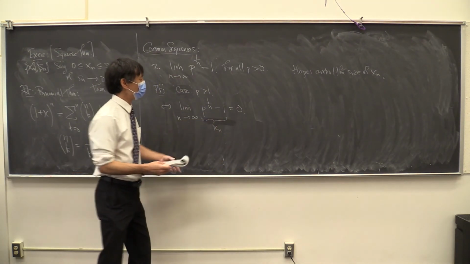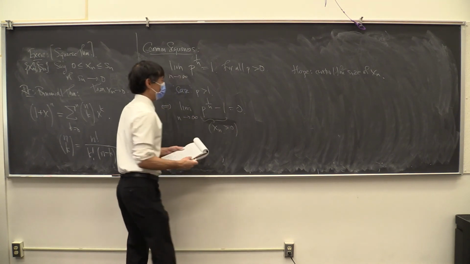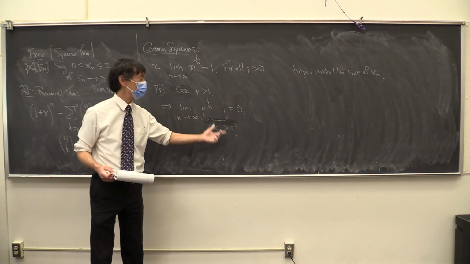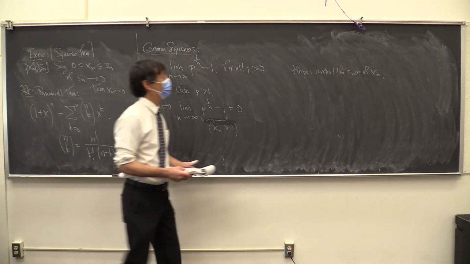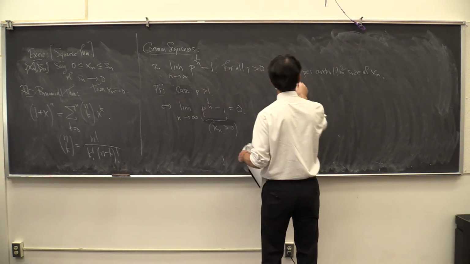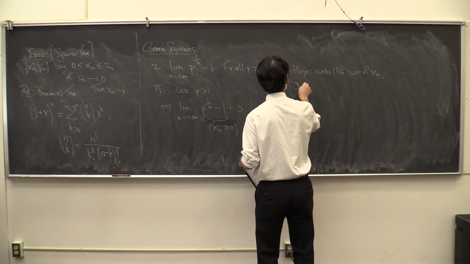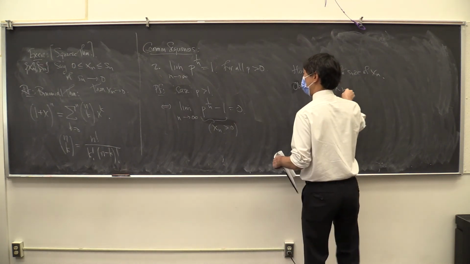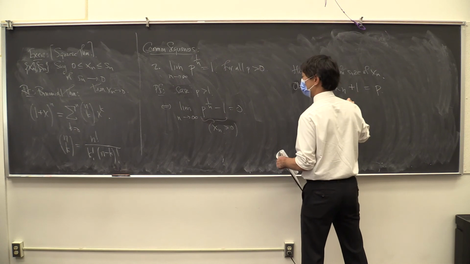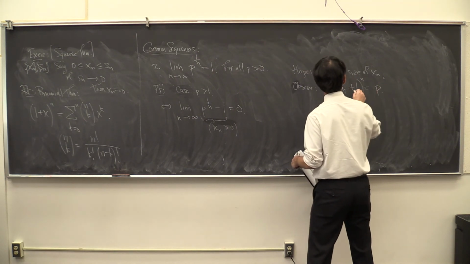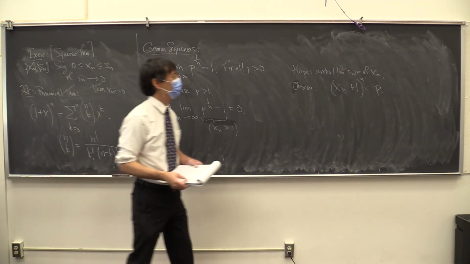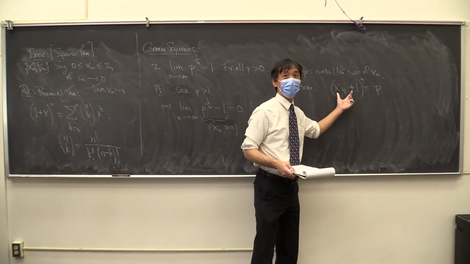Notice that these x sub n are all positive numbers, because p is bigger than 1, you're taking some root of it, and you're subtracting 1. So how am I going to get control on the size of this? Well, observe: x sub n plus 1 to the n is p. Does that give me any sort of control on the size of x sub n?